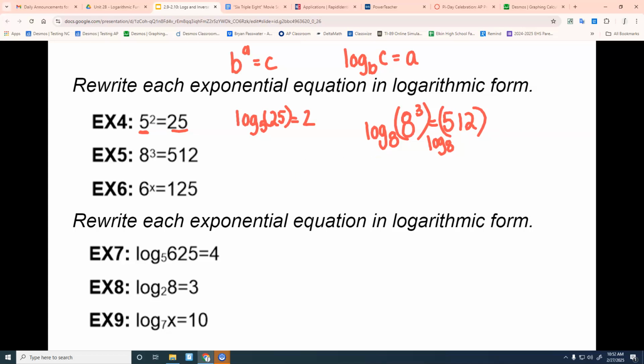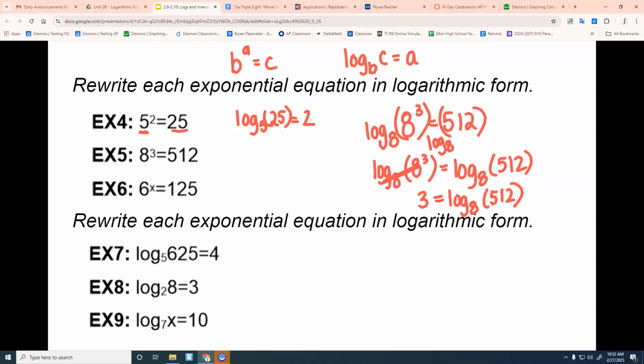I usually do it in my head, but I'm writing it out so you can see my thoughts. Log base 8 of 8 to the 3rd is going to equal log base 8 of 5 to the 12th, right? It's legal to do something to one side as long as we do that same thing to the other side. But what happens when I do log base 8 of 8 right there? Those cancel each other out, right? So 3 equals log base 8 of 512.